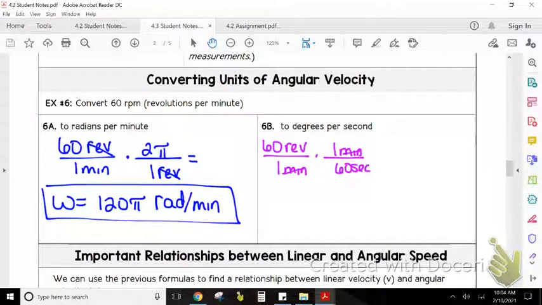All right. And then I also need to go from revolutions to degrees. So just like we did in the previous one, we know that 1 revolution is a complete trip around the circle. That'd make my revolution cancel. How many degrees is that? 360 degrees. So I'm going to take 60 times 1 times 360 and divide it all by 1 times 60 times 1. So we're going to find that omega is equal to 360 degrees per second.